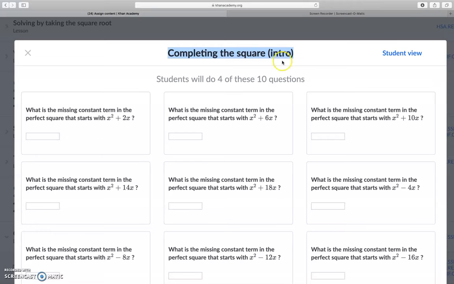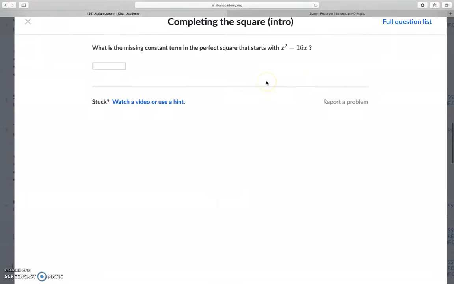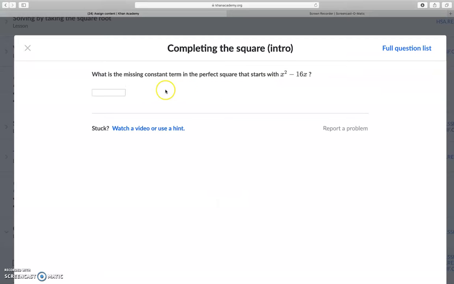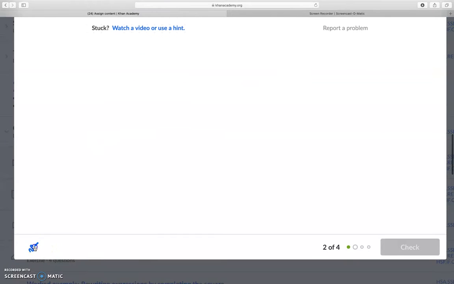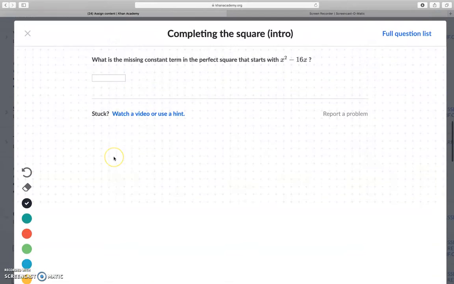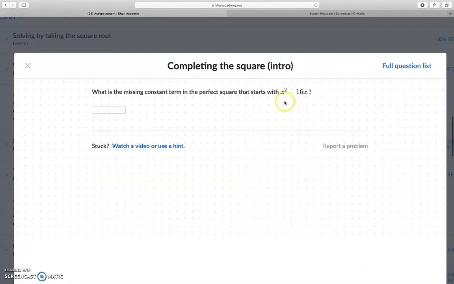Okay, so this is the intro assignment. We're not going to complete the square all the way through, but we're going to do the first step. Let me go into student view here. The first step is we have to find what we call a missing constant term to perfect this square. So if I get my marker here, this is almost a trinomial.